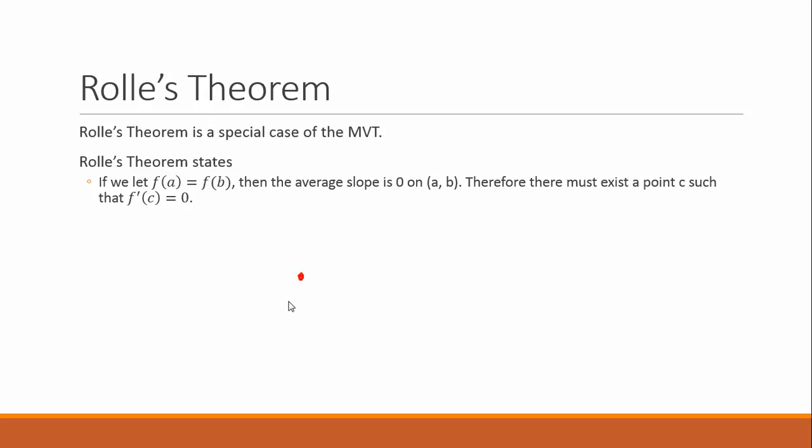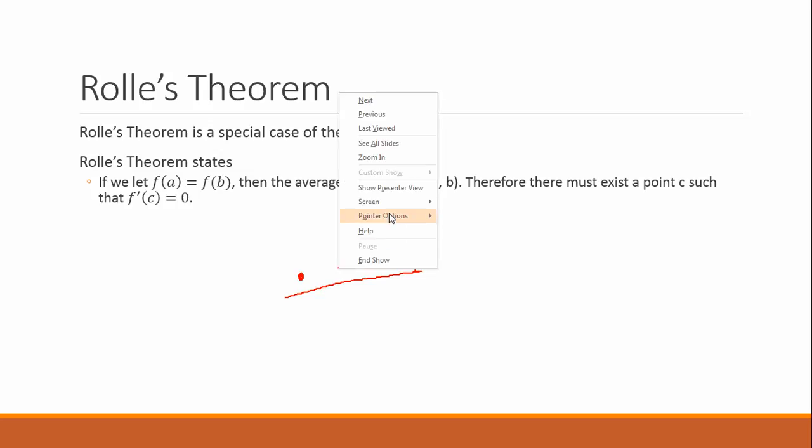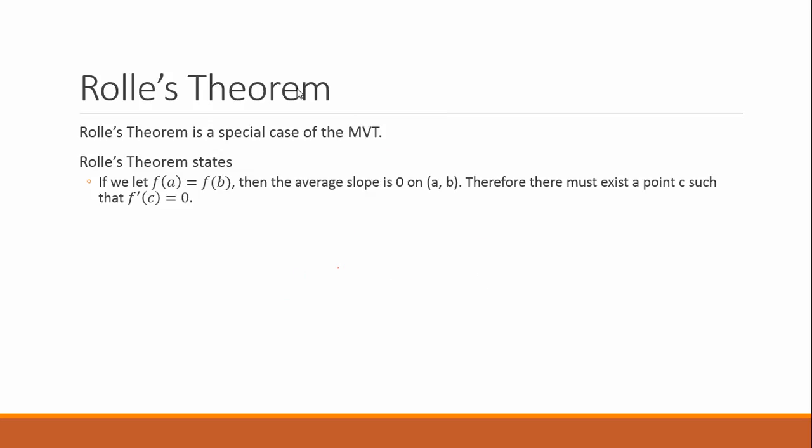So what this looks like is, let's go ahead and draw our graph. Let's try that one more time. There we go. So let's say the function starts here, and it'll go like this, like this, like this, like this, and ends here.